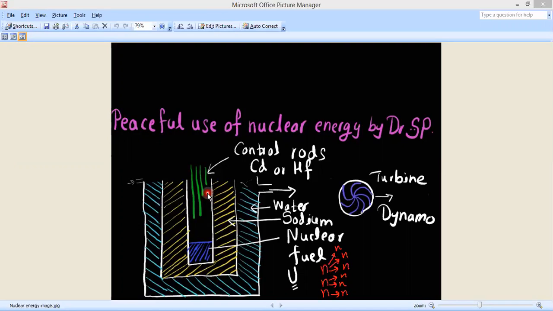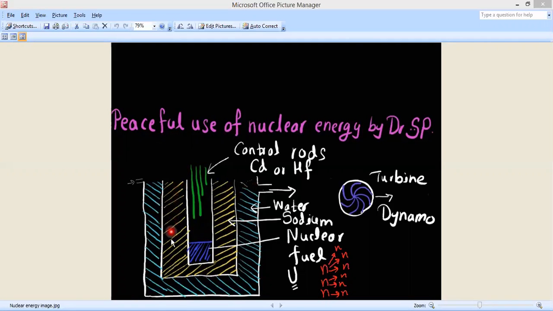Okay, so these control rods are definitely going to give us peaceful nuclear energy. Once this energy is released, where will this energy go? This energy will come out in the form of heat. Now friends, what is there?